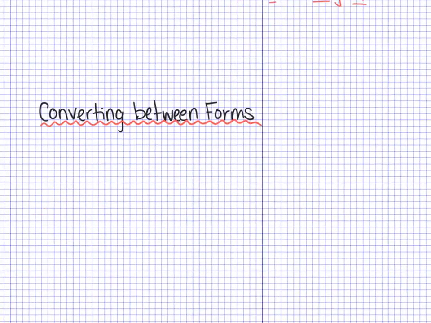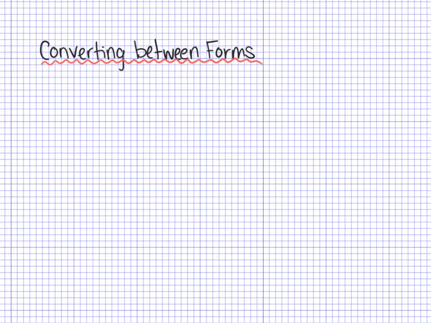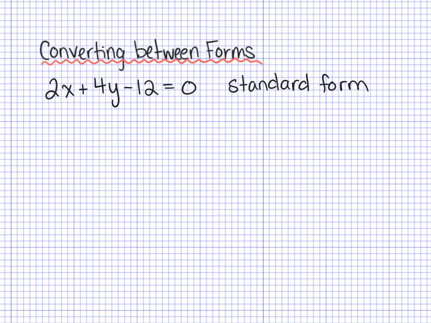Hopefully. Okay, so what's really handy is if you can convert between the two forms, because as we saw, standard form might not be super useful. So let's make an equation in standard form. So 2x + 4y - 12 = 0. So this equation's in standard form. That's what we call it when it looks like that. And we want to know what the slope and the y-intercept are, so we want to convert it into slope-intercept form.